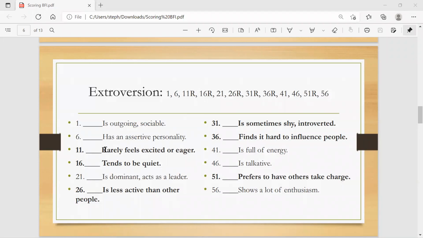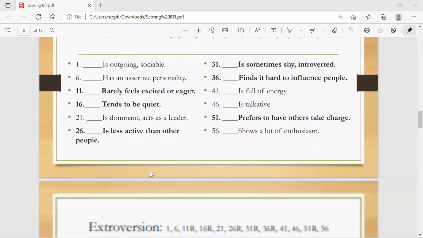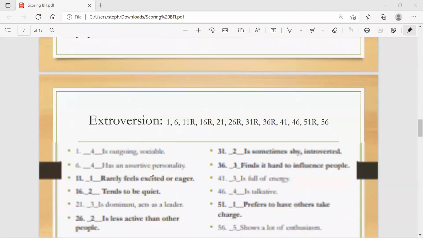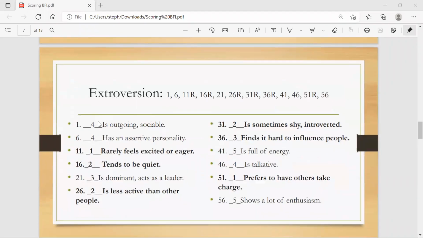Okay, so let's say "rarely feels excited or eager." I would say, oh no, I totally disagree with that, so I'm going to put a 1. And for "tends to be quiet," I disagree, let's say a 2 instead. I don't agree totally, but there are times I can be quiet. You just go and answer these as so. Remember, the closer you are to 5, you agree, and the closer you are to 1, you disagree.